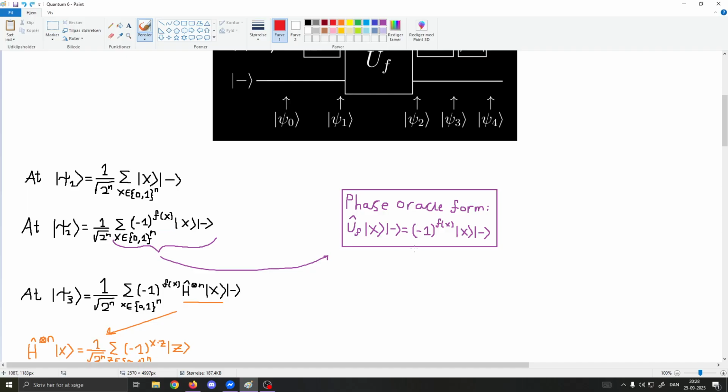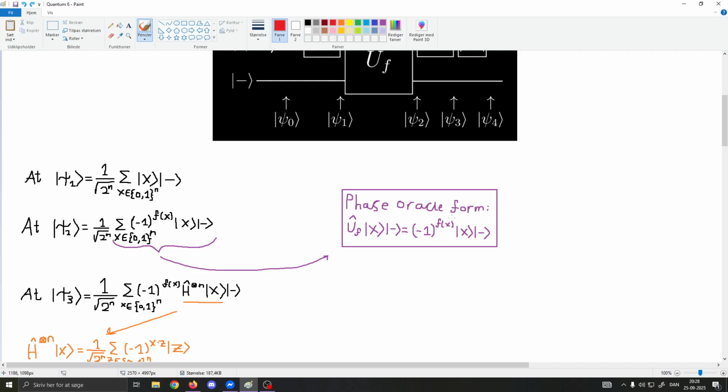And that allows us to write it up in this phase oracle form, which is actually the same one we saw yesterday. So you might notice that because it's a very similar problem, we're using some very similar tools and methods to figure out the problem.